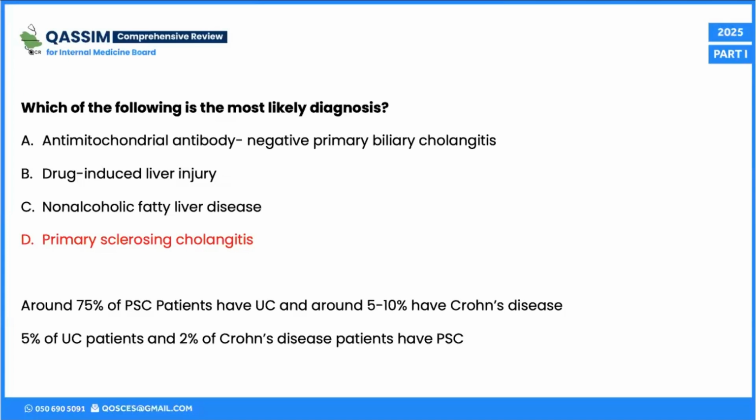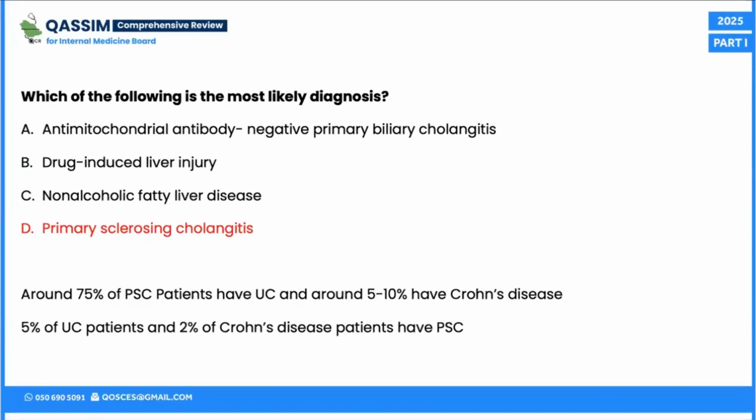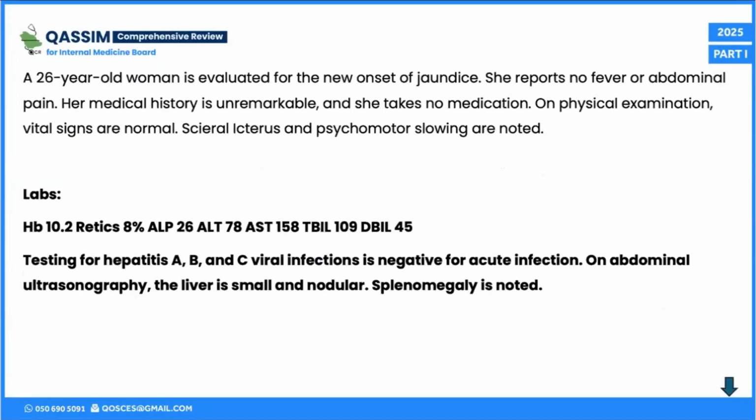The patient moves from the average-risk or low-risk group to the high-risk group of developing colorectal cancer. Okay, so the next question: a 26-year-old woman is evaluated for new onset of jaundice. She reports no fever or abdominal pain. Her medical history is unremarkable and she takes no medication. On physical examination, vital signs were within normal. Scleral icterus and psychomotor slowing are noted. Hemoglobin is low, reticulocyte count is high, 8%. Alkaline phosphatase is 26, ALT is 78, AST is 158, total bilirubin is 109, and direct bilirubin is 45. Testing for hepatitis A, B, and C viral infection is negative for acute infection.